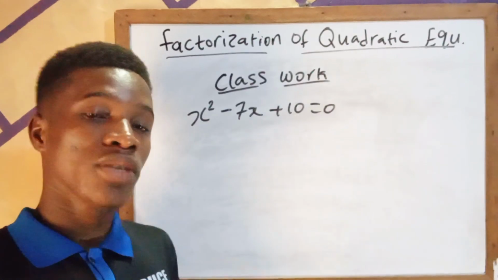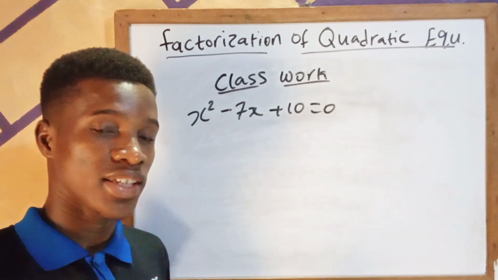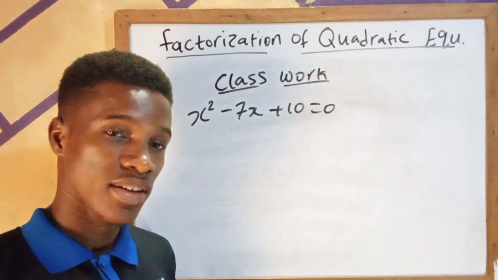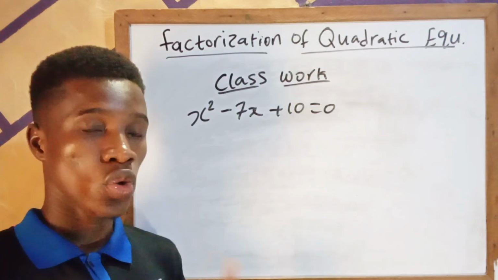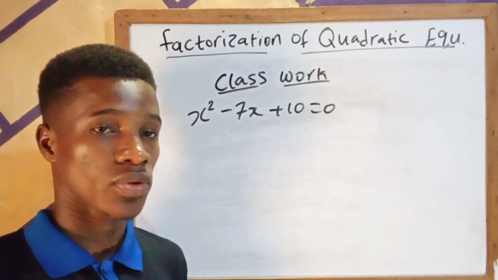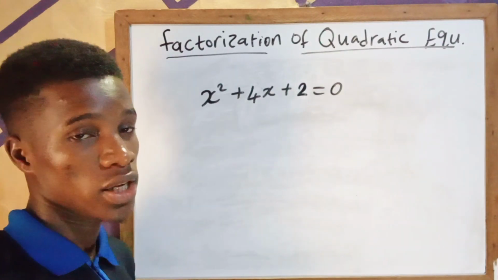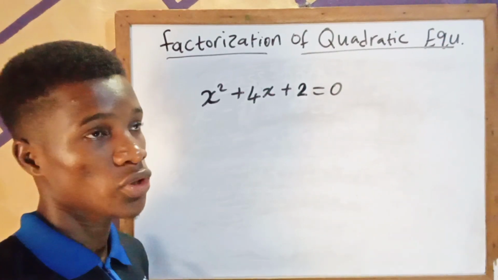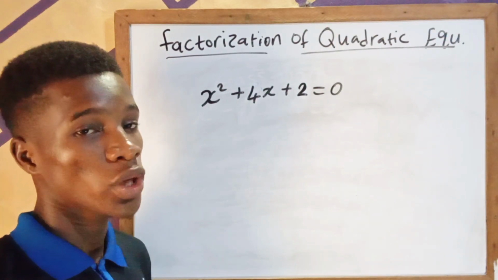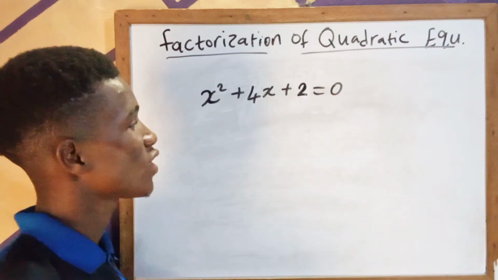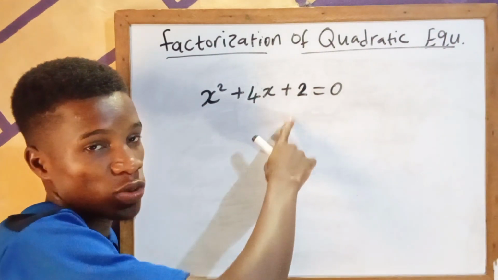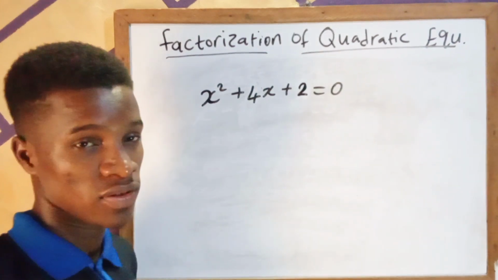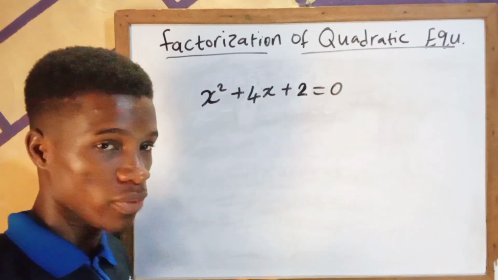Now, does it mean every quadratic equation can be factorized? Is it possible to factorize every quadratic equation? Let's quickly look into this particular quadratic equation. Can it actually be factorized? Are there two numbers that when we add them, we get 4, and when we multiply them, we get 2? Is that possible? No. This quadratic equation cannot be factorized.